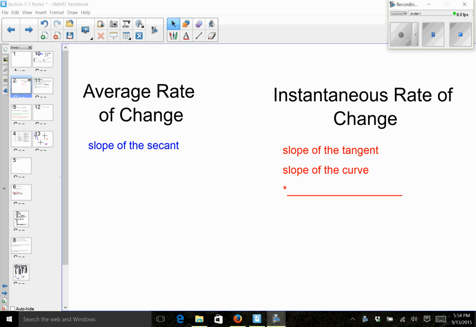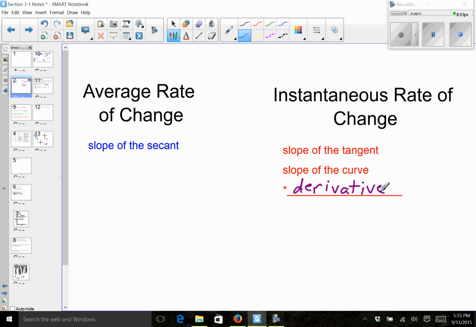But mainly in Chapters 3 and 4, we're focusing on this instantaneous rate of change. We've really said everything we can about average rate of change, which is the slope of the secant. And we've talked some about instantaneous rate of change, which is slope of the tangent, slope of the curve, and then the mystery name. Excuse me. Now, what we're going to be focusing on here is that we can use the mystery name, which is a derivative.